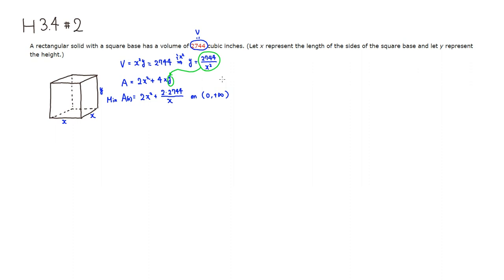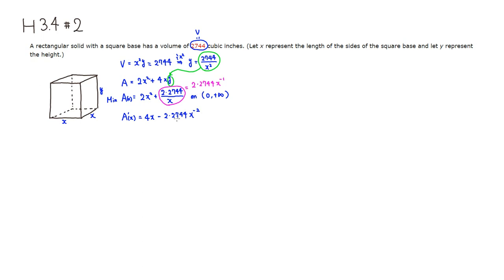All right, let's find a critical number. A prime of x is going to be equal to 4x plus, I don't like a fraction, so I'm going to rewrite this as 4 times 2744 x to the negative 1 power. Putting the negative sign in front, it's negative 4 times 2744 x to the negative 2 power.